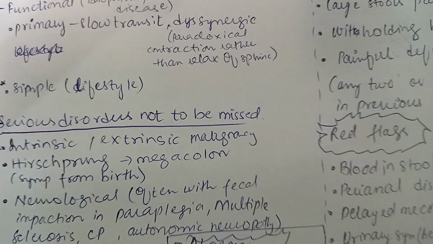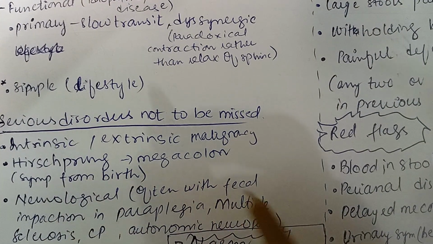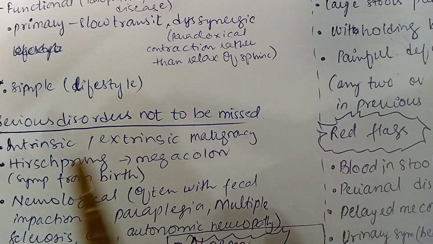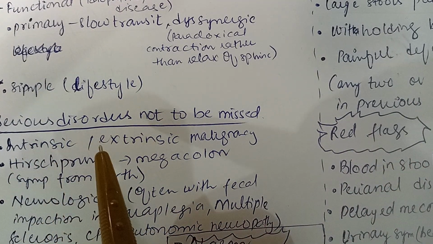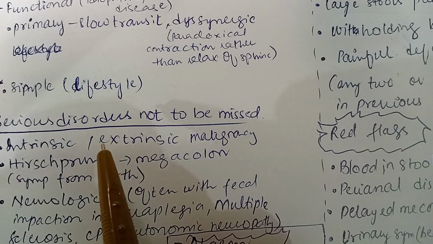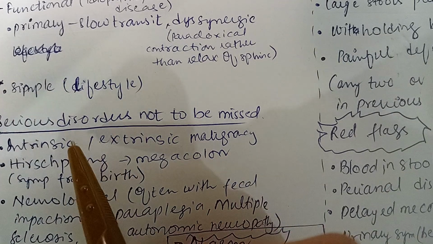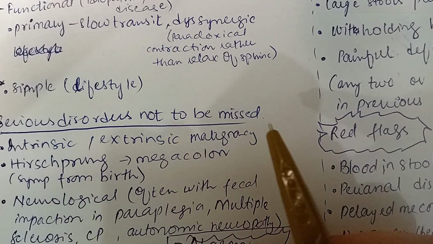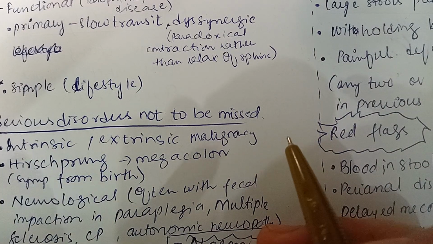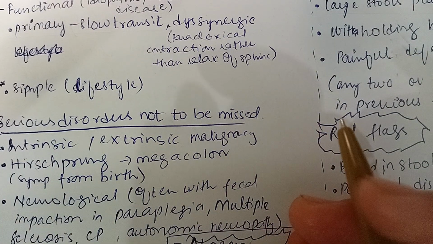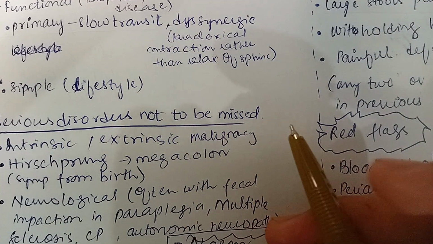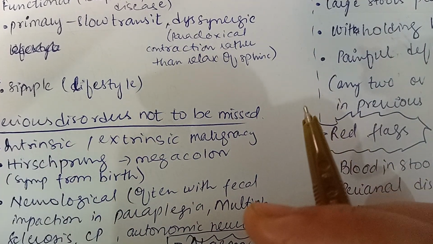Then we have serious disorders, which should not be missed. They include intrinsic and extrinsic malignancy. Intrinsic malignancy is one in which the cancer and the mass is present inside the intestine, and in extrinsic malignancy, there is a mass outside the intestine and outside the bowel, which is pressing on the bowel and causing obstruction and constipation.